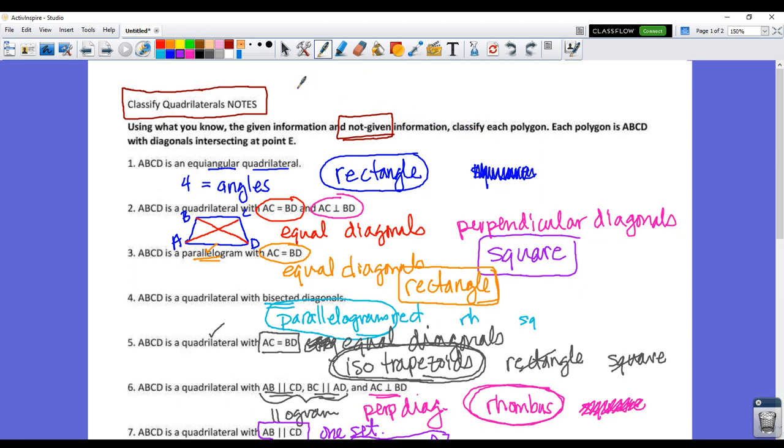When you're doing quadrilaterals, what you know or what you don't know is just as important as what you do know.